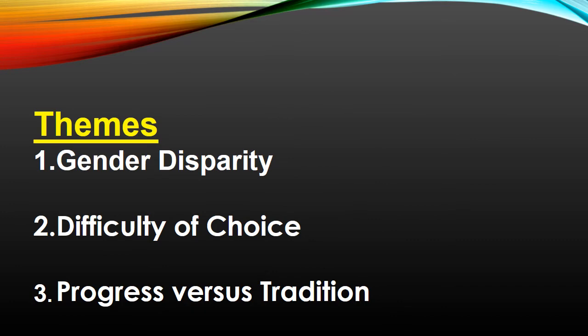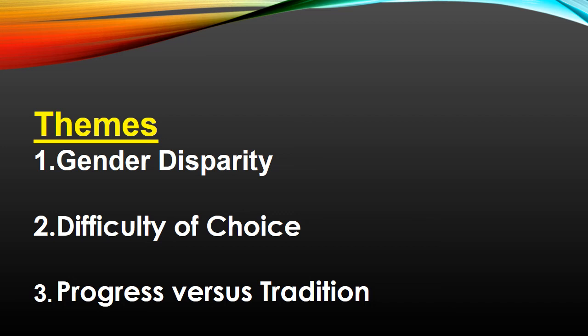Themes: gender disparity. The gender disparity in the world of The Mill on the Floss is vital to understanding Maggie's story. She is an intelligent and fascinating woman, but the world she is born into offers nothing for her to do with her talents. The difficulty of choice. Throughout The Mill on the Floss, the individual is pitted against the community, especially in reference to Maggie Tulliver.